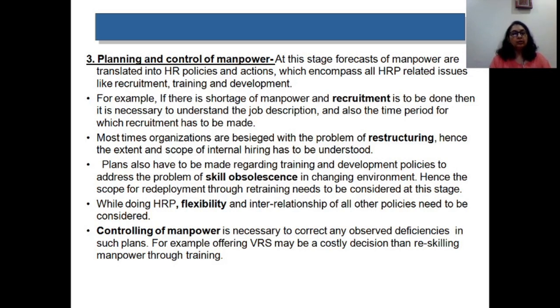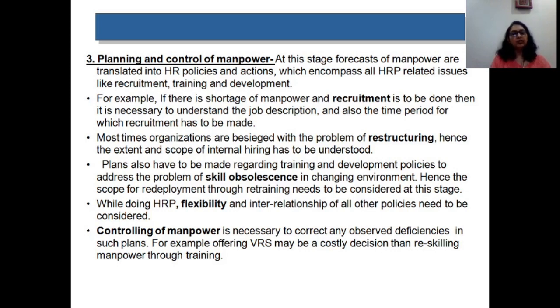Now, while doing HRP, flexibility and interrelationship of all other policies need to be considered. So many a times the organizations have inflexible working conditions, they have inflexible job descriptions, and most organizations also do not have a policy of retraining or reskilling their workforce. So all these aspects have to be considered while doing HRP.